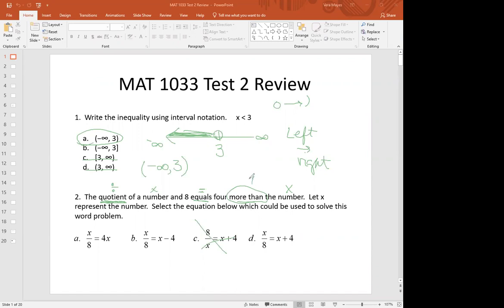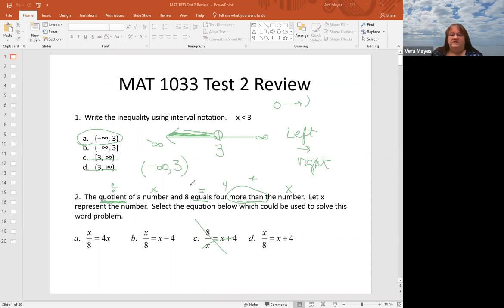Addition. Very good. So I'm looking for 4 plus X. So X divided by 8 is equal to 4 added to X, or X added to 4. The order doesn't matter. So it looks like there's my final answer, because this one would have been times, or the product would have been another word. This one would have been difference or less than instead of the more than.